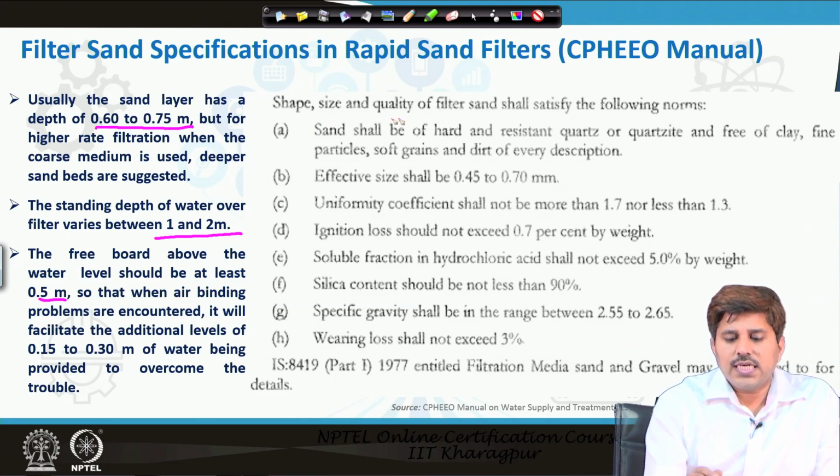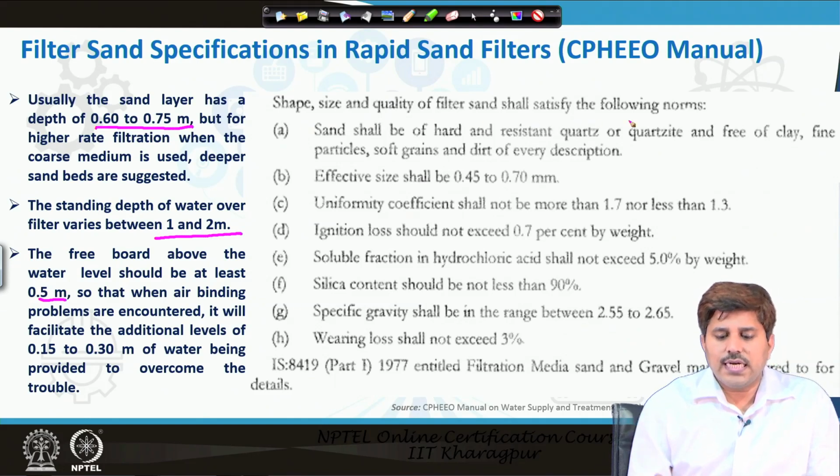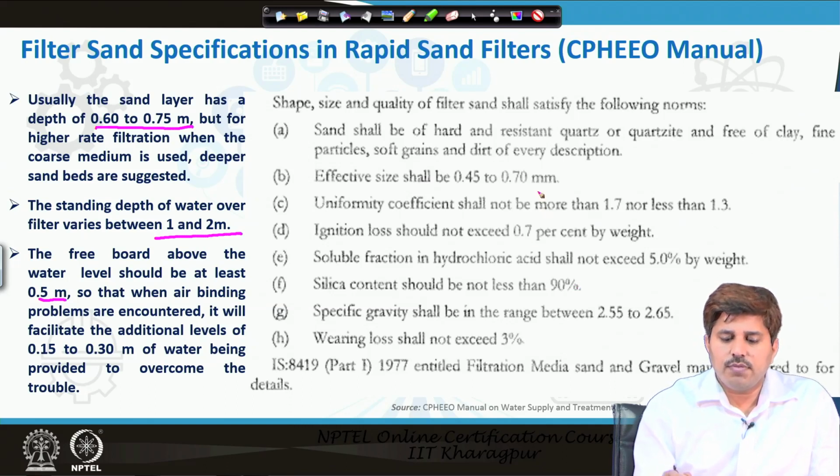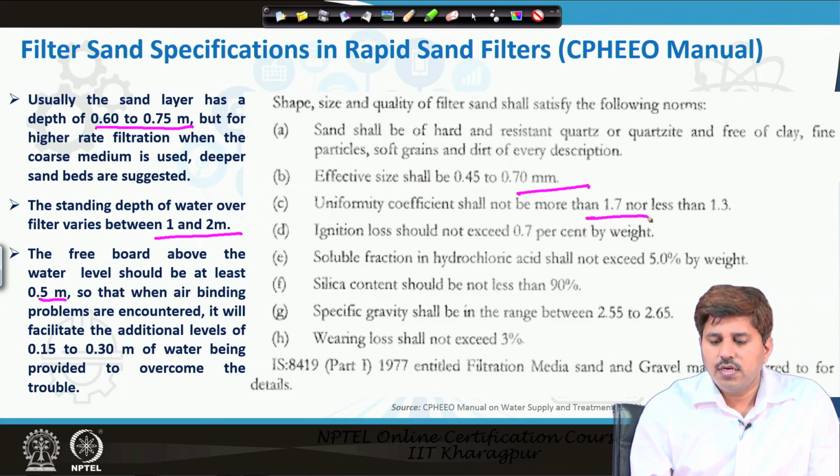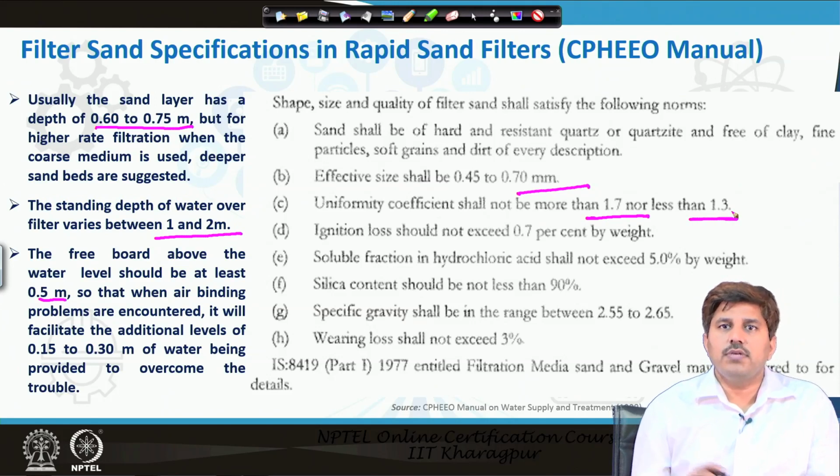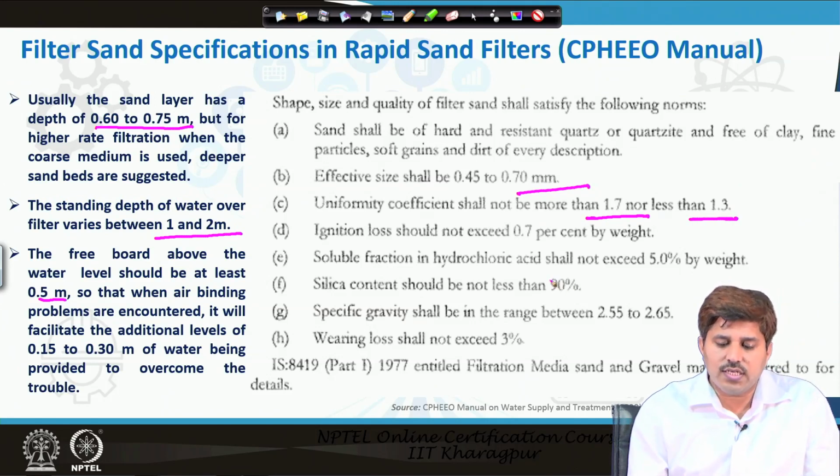The shape, size and the quality of the filter sand should follow these criteria. So, effective size can be 0.45 to 0.7 mm, the uniformity coefficient should not be more than 1.7 and should not be less than 1.3. So, it should generally be between 1.3 and 1.7.